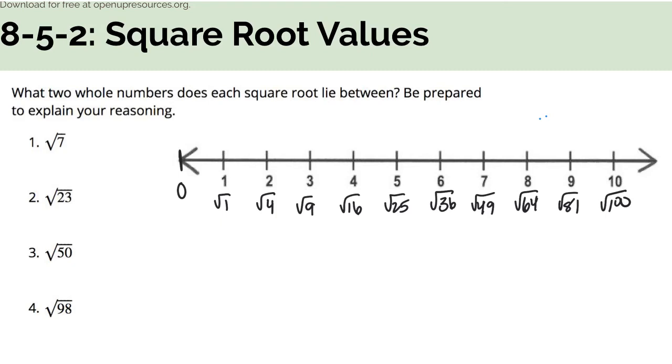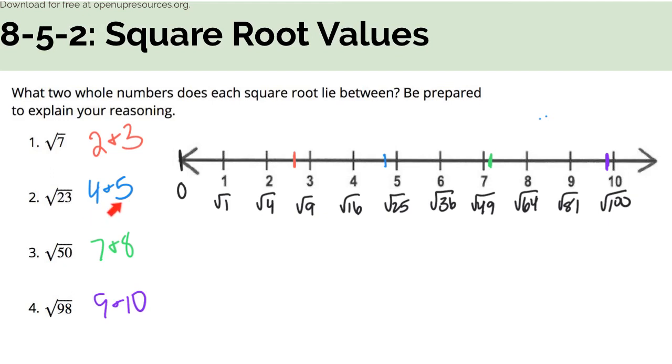Okay, the square root of 7, I can see on my number line, it's going to be somewhere between 2 and 3 because it's going to be between the square root of 4 and the square root of 9. Okay, so I've color-coded these and I've placed them on the number line approximately where they'd be.